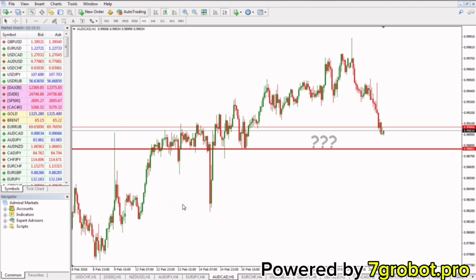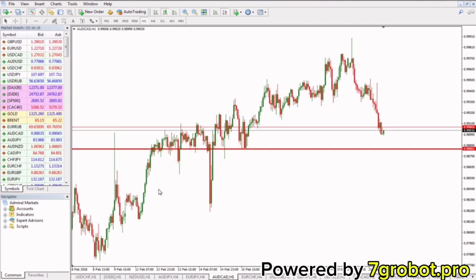What do you think? Is this a strong level of support? If you think it is, you're right. And why is that? Look at how many times lately the price has bounced from this level. Once, twice, 3 times, 4 times, even 5 times.